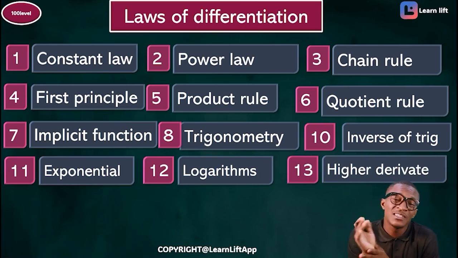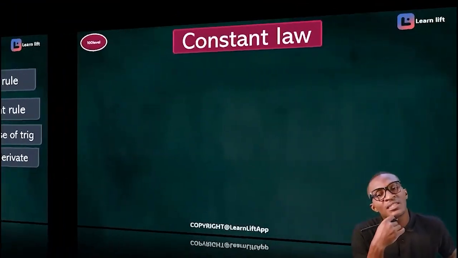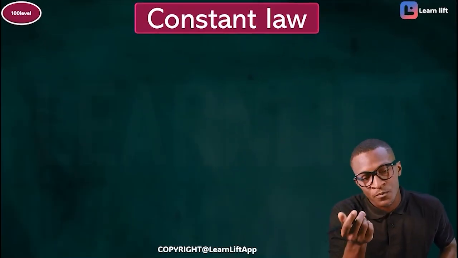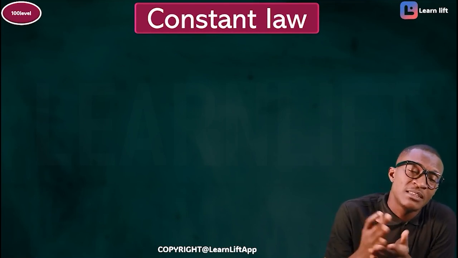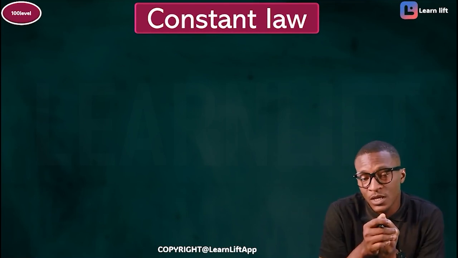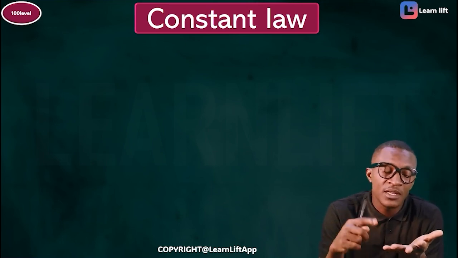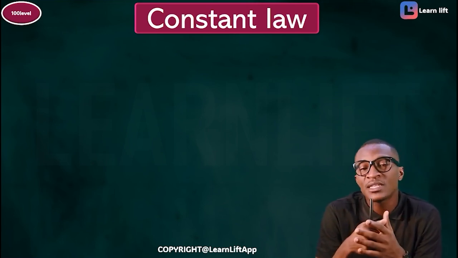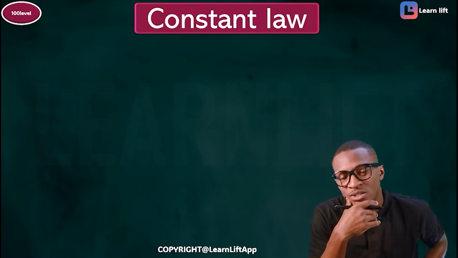So practically, this will be about 14 classes. These are the things we're going to learn. It looks plenty, but we'll dissolve them one after the other. In this class, let's start with the first one, called the constant law. Now, what does the constant law state? The constant law states that the derivative of a constant is 0. What's a constant? A constant is a value that lacks an unknown. An unknown can be a, b, c, d, e. So any value that lacks an unknown is called a constant.